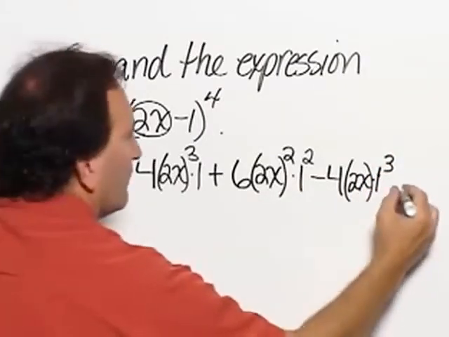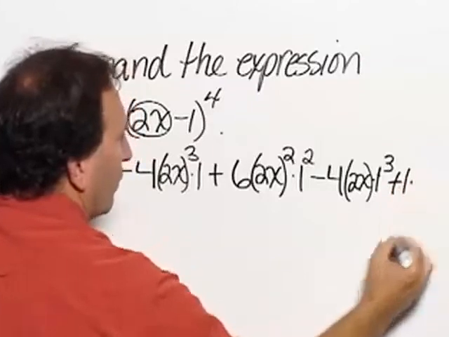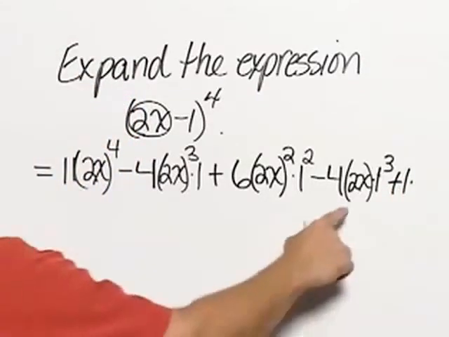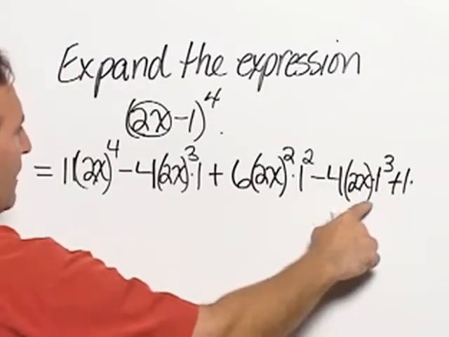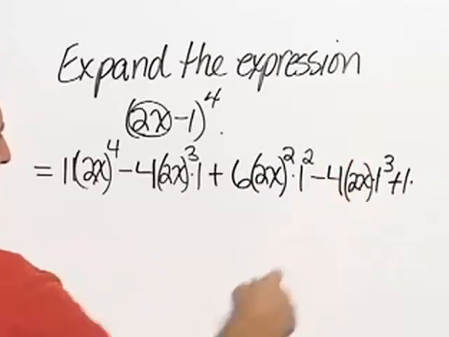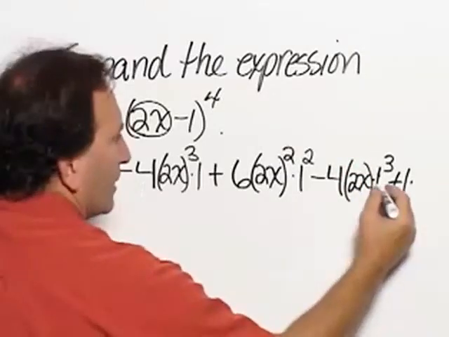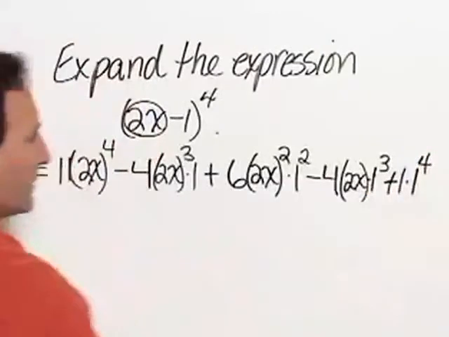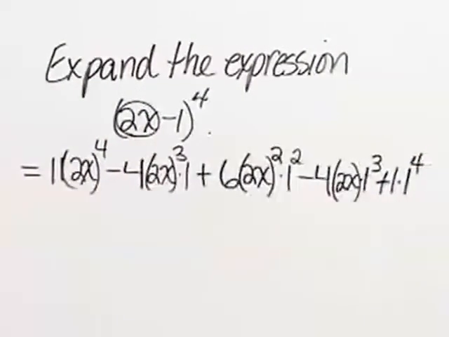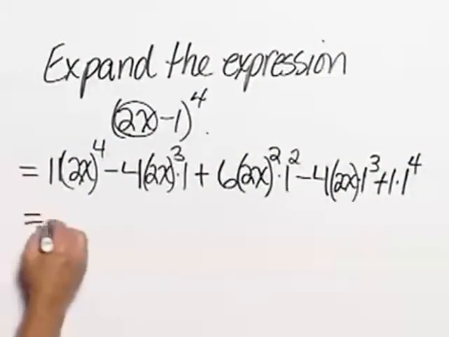Remember that our coefficient on this last term was 1, and this time there's no 2x there because the power on it has become 0, creating that to be 1. And then our last term is 1 to the fourth. Well, we can simplify this, and let's do that.